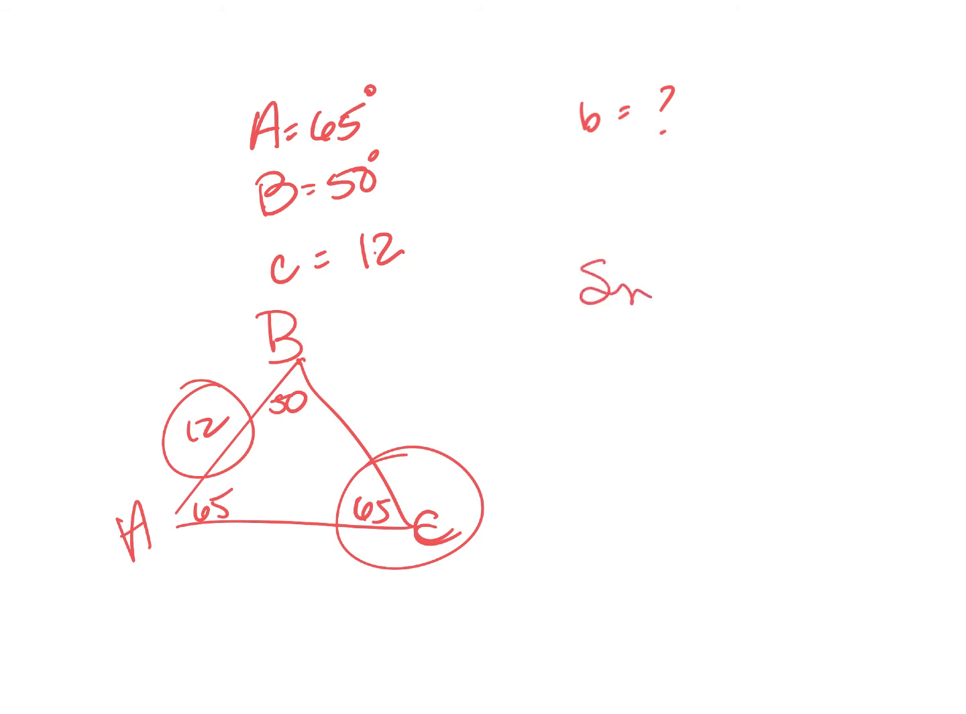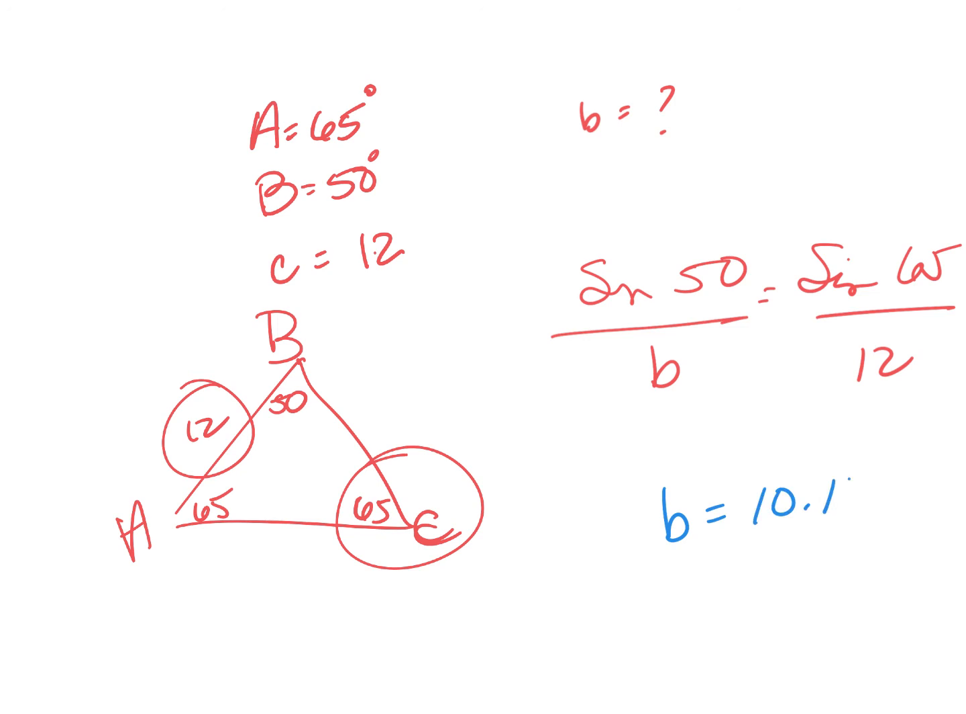So we've got sine of big B over little b equals sine of big C, which is 65, over 12. So little b equals 10.14. Okay? Now, if you want to look at this, 50 degrees is smaller than 65, so little b should be smaller than little c. Does everybody see that? So you can kind of look at it and say, it makes sense, so it's probably the right answer. If you got 493, you did something wrong. So check your work. Check to make sure it's a valid answer, okay?